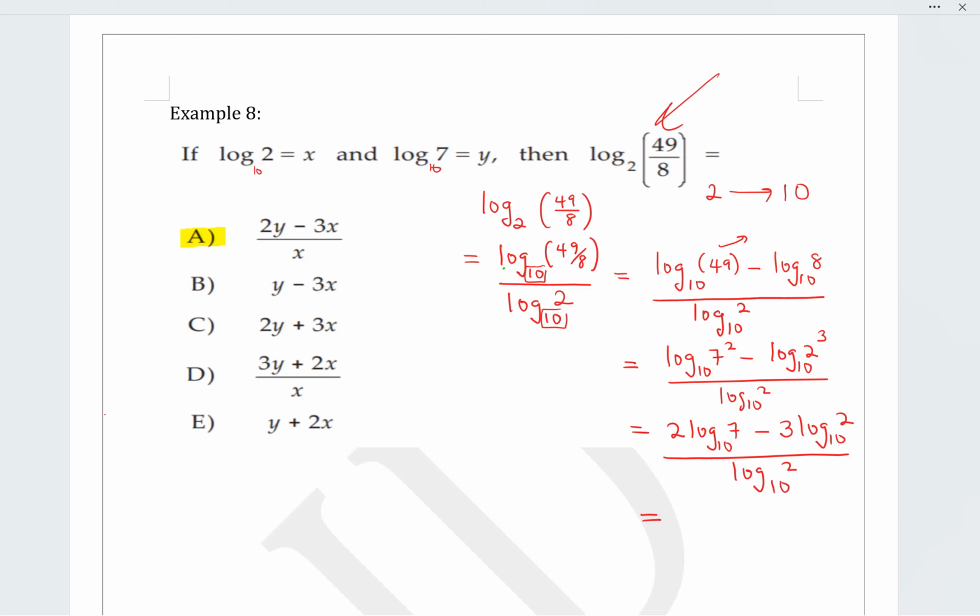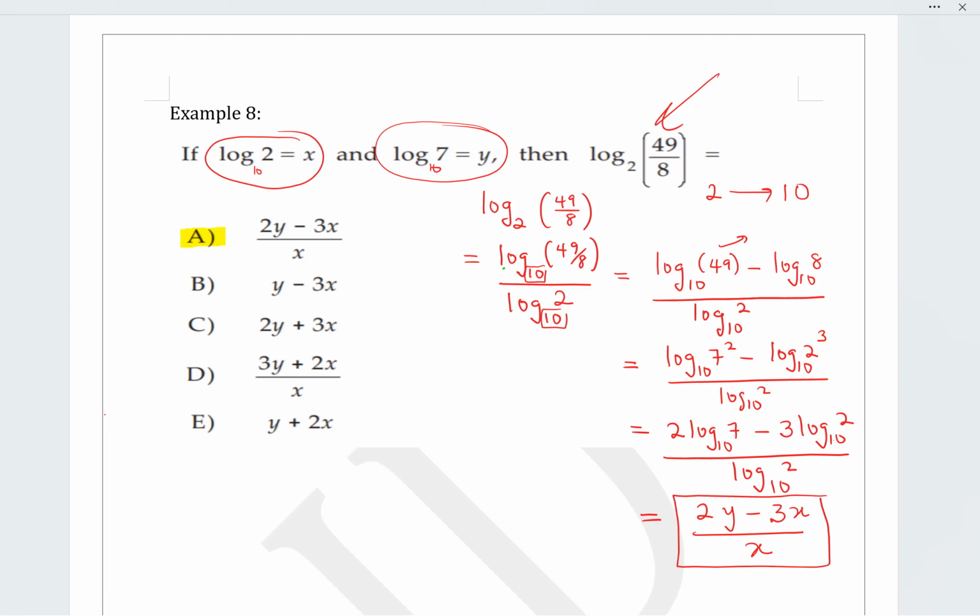Now, what is log to base 10 of 7? Log to base 10 of 7 is y, but you have multiplying by 2, so this is going to be 2y minus 3 log to base 10 of 2. Log to base 10 of 2 is x. So you have 3x over log to base 10 of 2, which is still x. So you have 2y minus 3x divided by x.